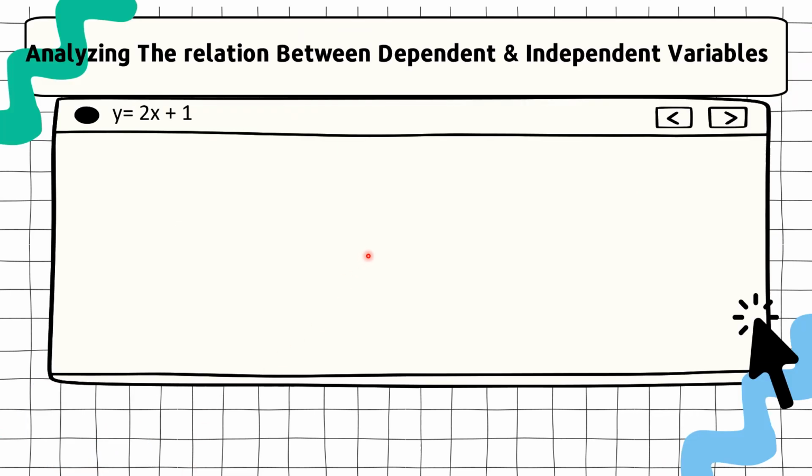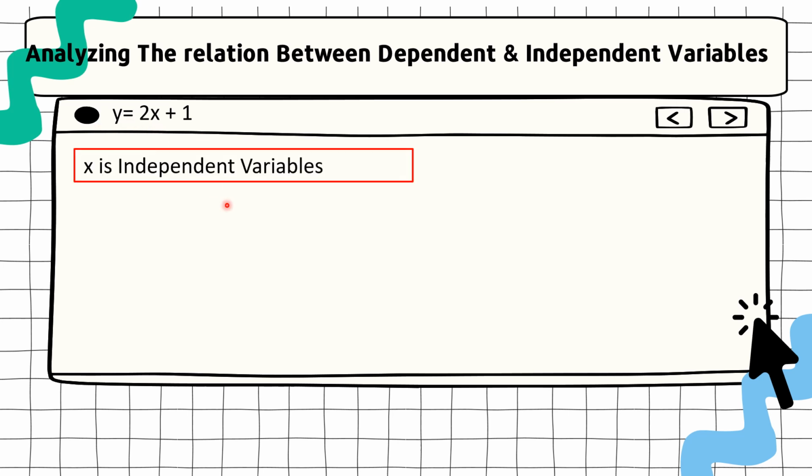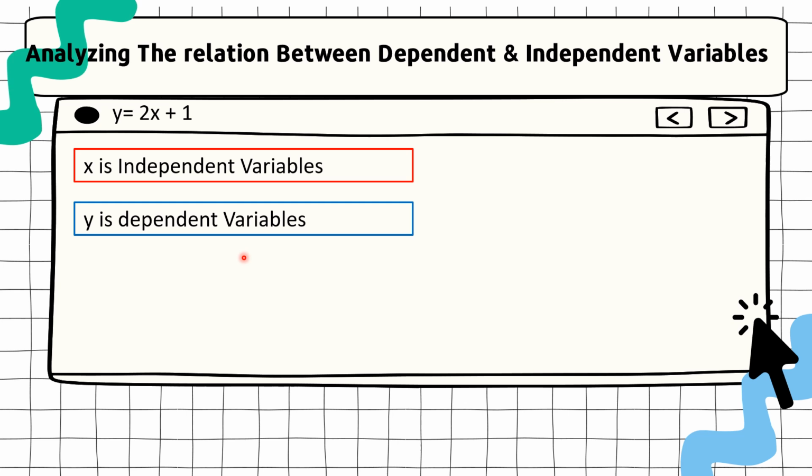Now, last time we learned the difference and the relation between dependent and independent variables. Today we are going to learn how to analyze this in an equation. We have the equation y equals x plus 1. In this equation, x is the independent variable and y is the dependent variable.